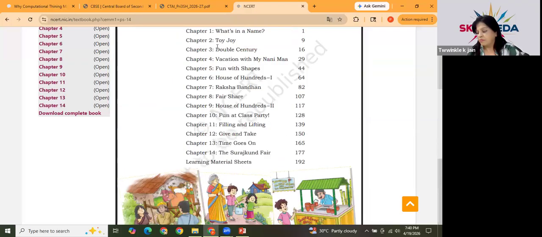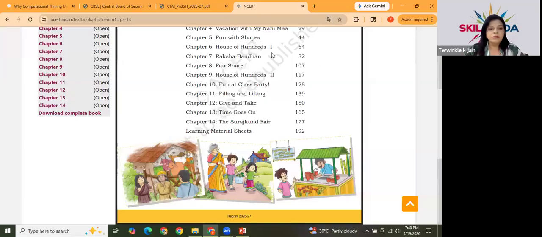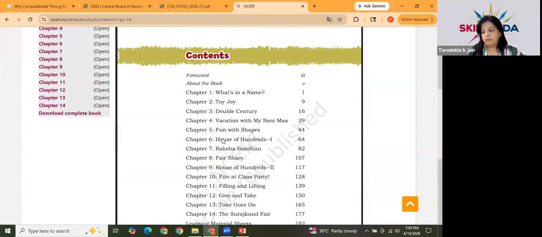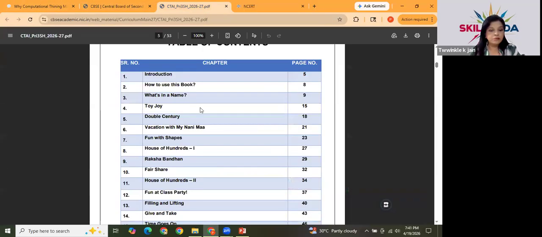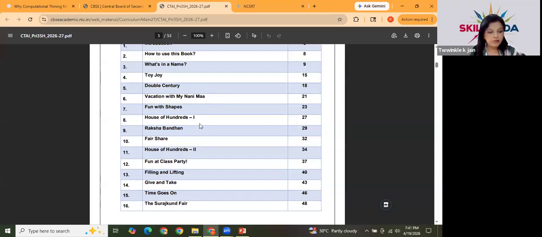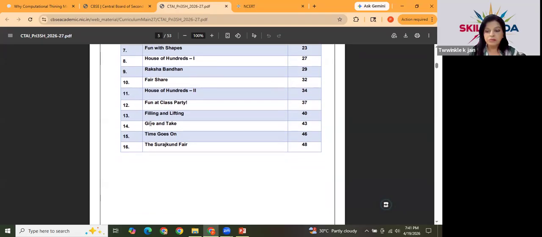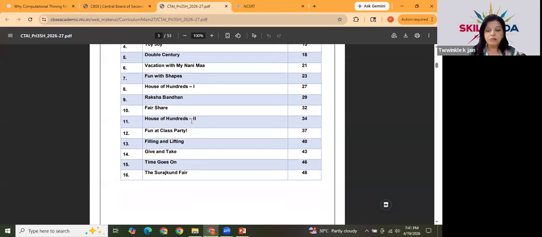We got it. So see here: Toy Joy, Vacation with Nanima, Fun with Shades, House of Hundreds, Raksha Bandhan. See all the chapters. If you take each and every title, it exactly matches with whatever is there in the CD book. Now I'll show the CD book. See here: Toy Joy, Double Century, Vacation with Nanima, Fun with Shades, House of Hundreds, Raksha Bandhan, Fashion. Exactly matching those titles.